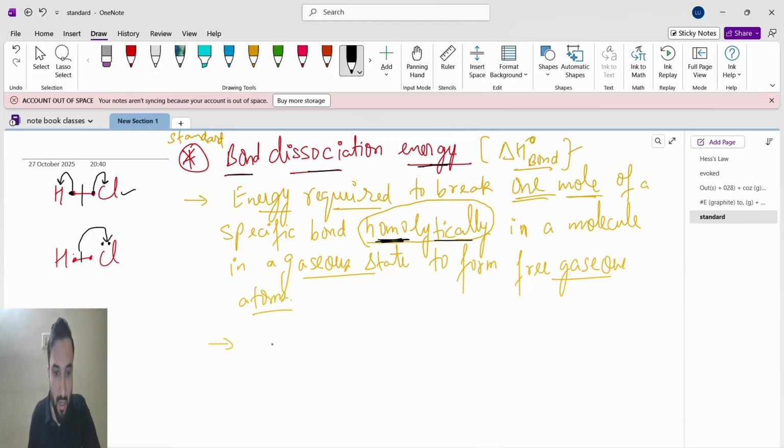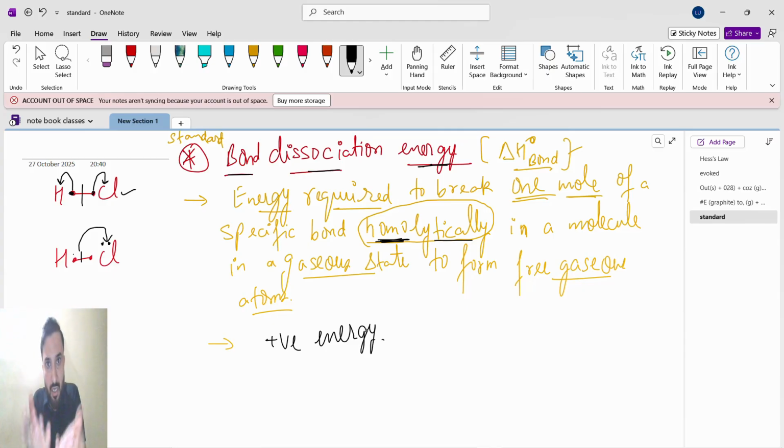Okay, so bond dissociation energy is always a positive energy, because breaking a bond requires energy. So we will take in the energy, which means endothermic. Endothermic means plus. So that's why it's a positive energy. Why? Because for bond breaking we require the energy. So if we take in the energy, that is called endothermic.